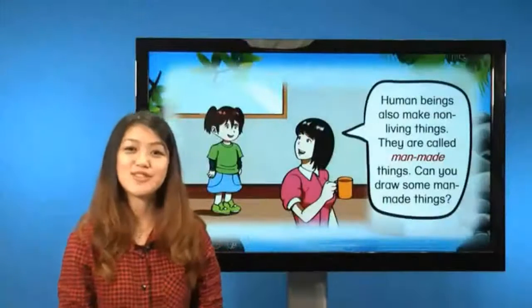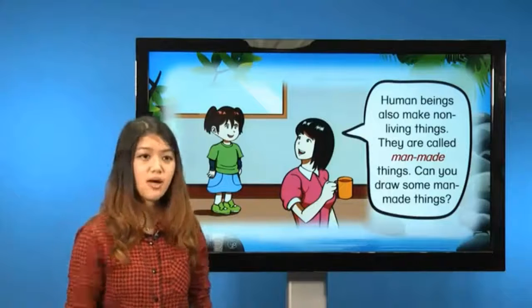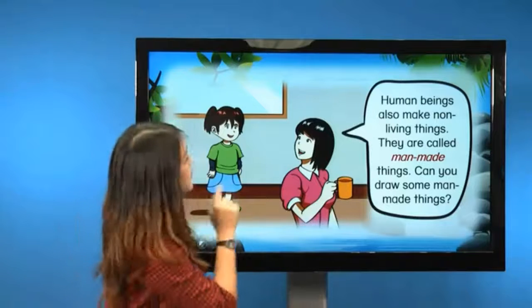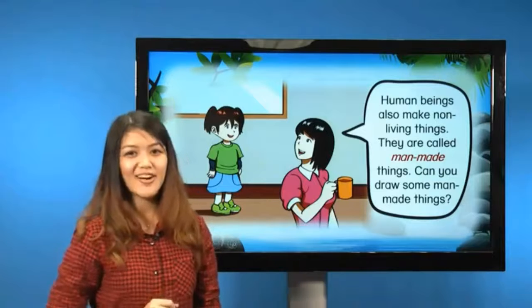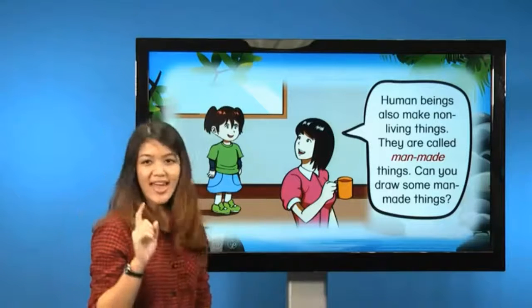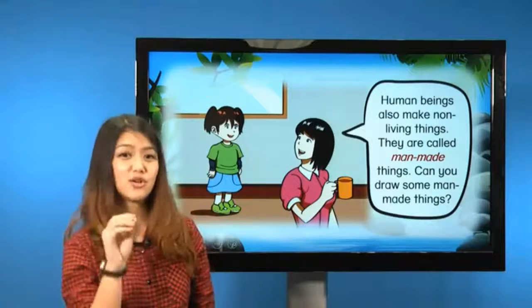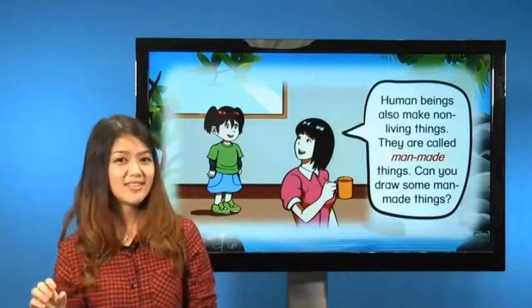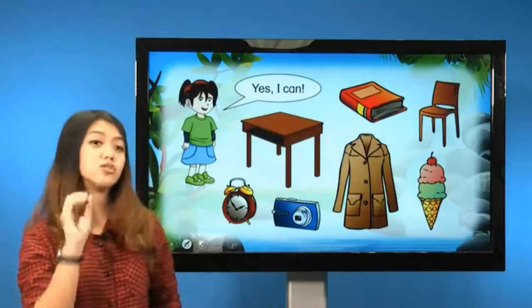Look at this picture. Do you understand what the conversation is about? So the mom is saying that human beings also make non-living things. They are called man-made things. And the mom is asking whether you can draw man-made things. So here are the examples of man-made things that you can draw.